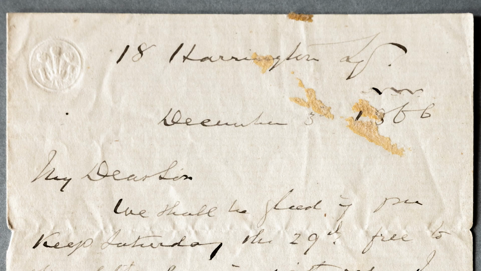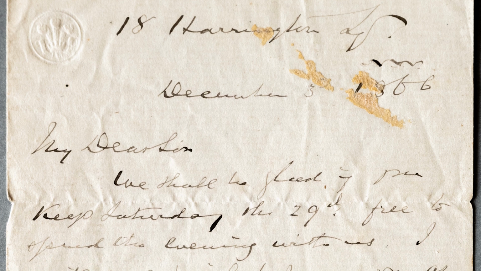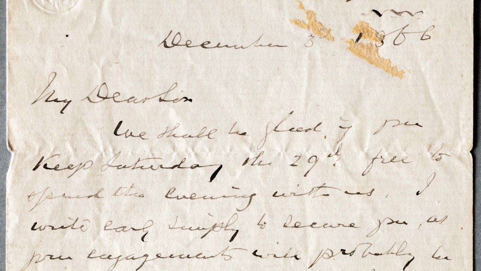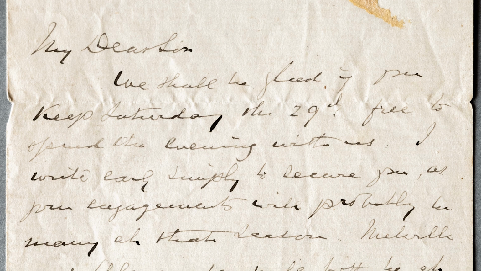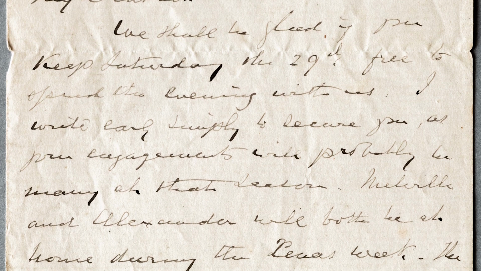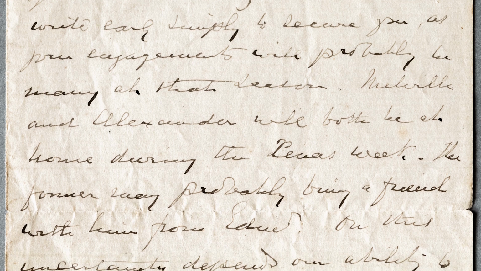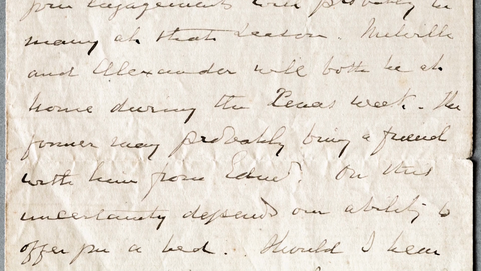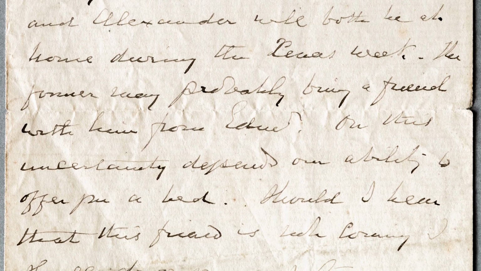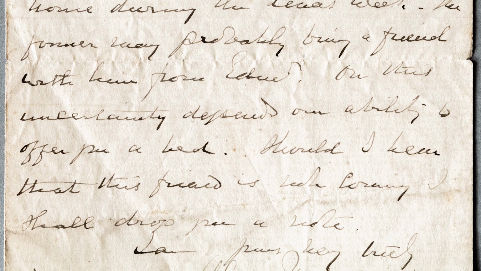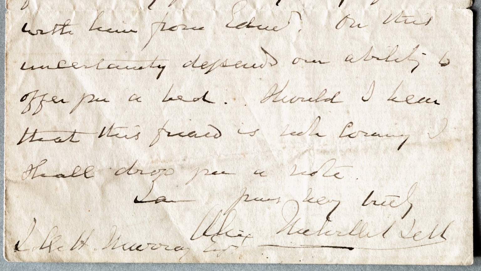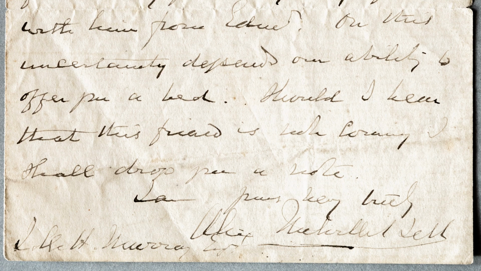December 3rd, 1866. My dear sir, we shall be glad if you keep Saturday the 29th free to spend the evening with us. I write early simply because your prior engagements will probably be many that season. Melville and Alexander will both be at home during the Christmas week. The former may probably bring a friend with him from school. On this uncertainty depends our ability to offer you a bed. Should I hear that this friend is not coming, I shall drop you a note. Very truly, Alex Melville Bell.